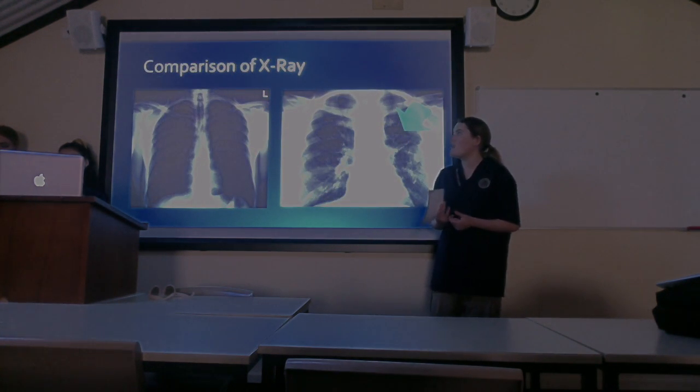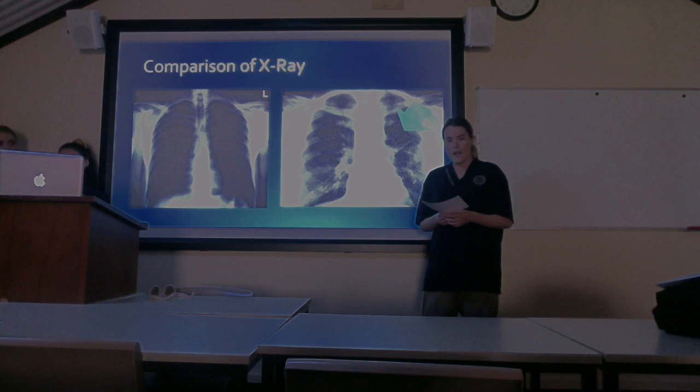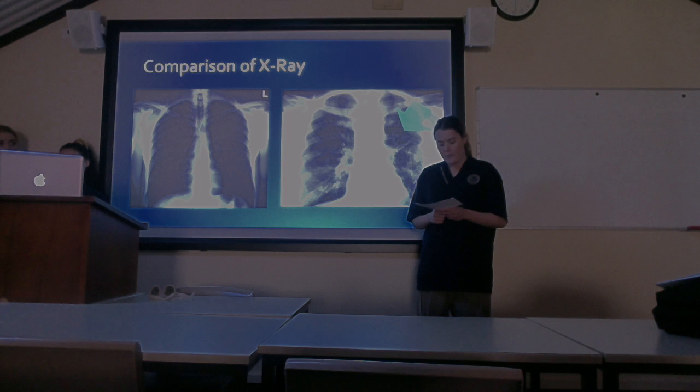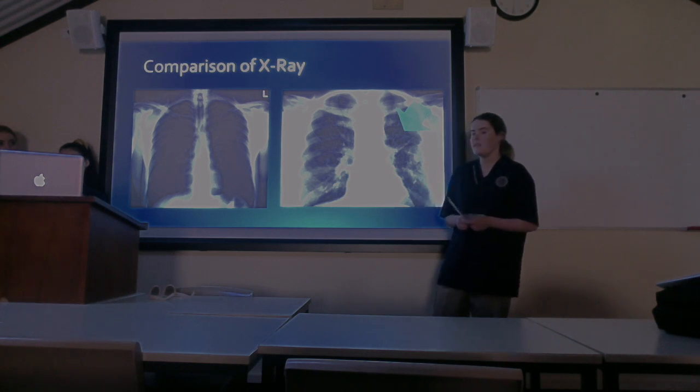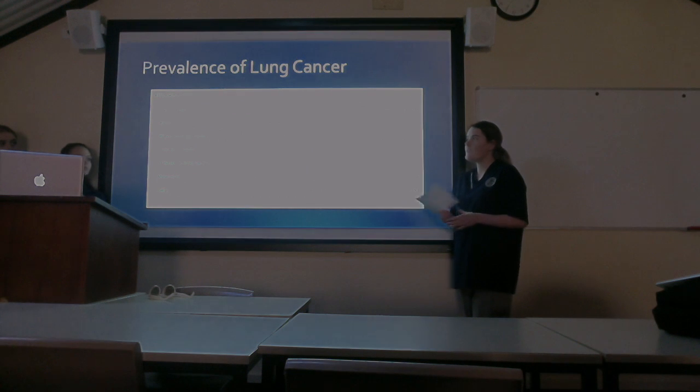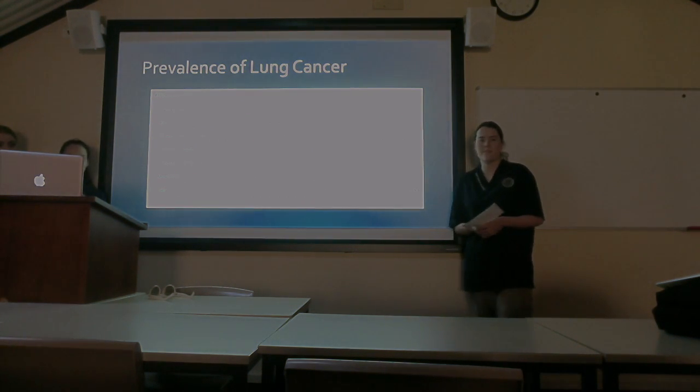So looking at the two x-rays, the one on the right is a healthy normal lung. On the left we can see a silhouette of lungs, and in the lungs clumps of white to signify this lung has cancer. Now changing over to my colleague on prevalence of lung cancer.